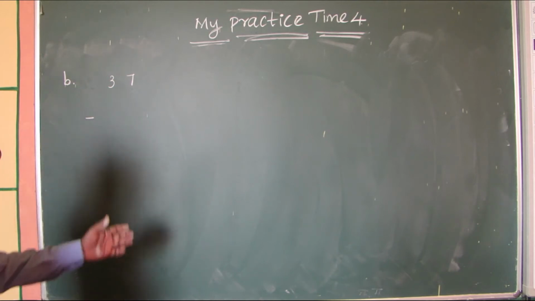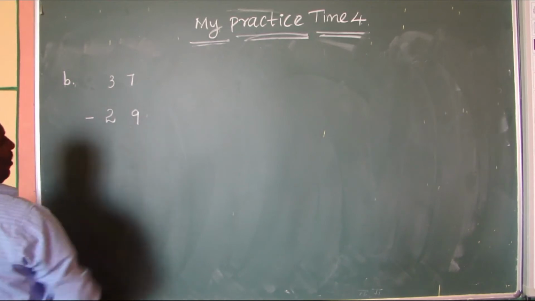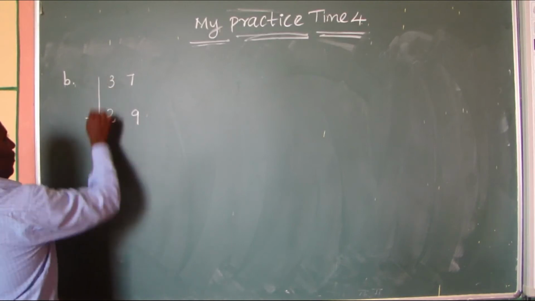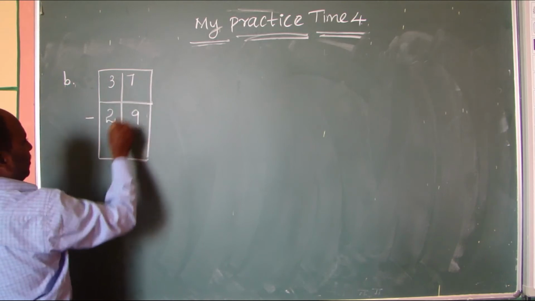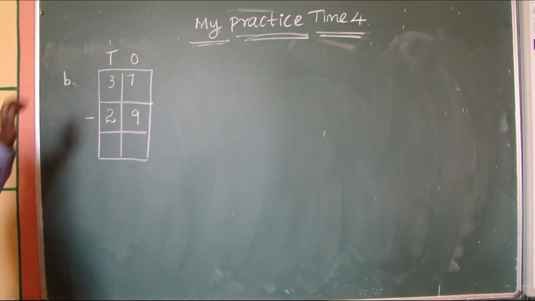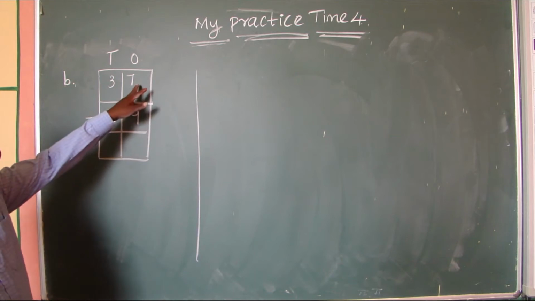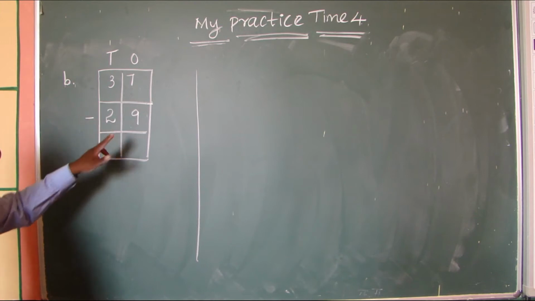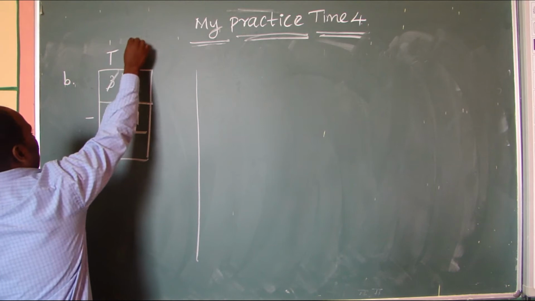37 minus 29. This also, subtract and check your answer. First you will subtract 37 minus 29. Take the place value ones and tens. We will start ones place. 7 minus 9 is not possible. So, borrow.